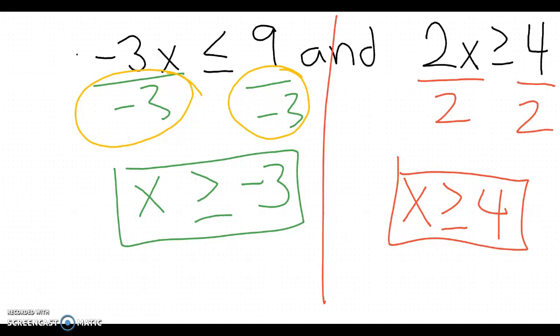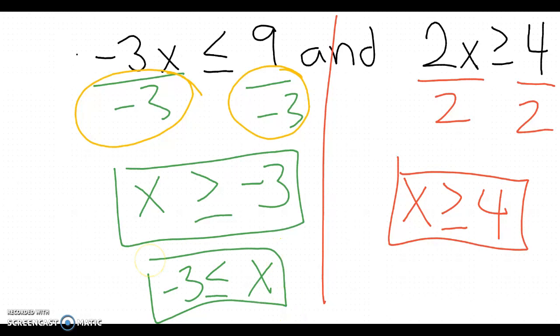Be sure when you're multiplying by negative numbers, you're flipping the sign. If you're not, it's going to throw your whole answer off. And so when I would enter this in, I would have to make sure x is the bigger thing and -3 is the smaller thing. Another way we could write this is like this. X is a bigger thing, -3 is a smaller thing.